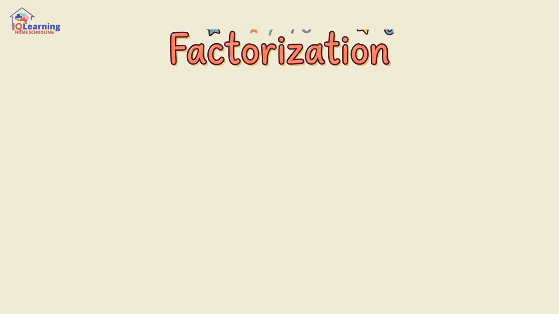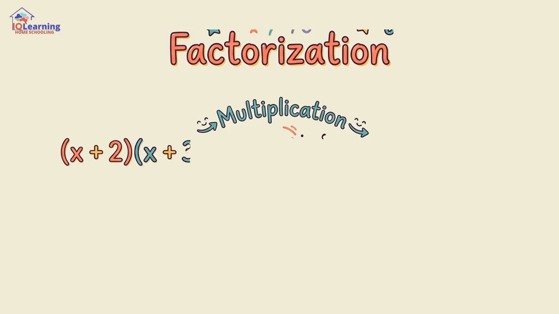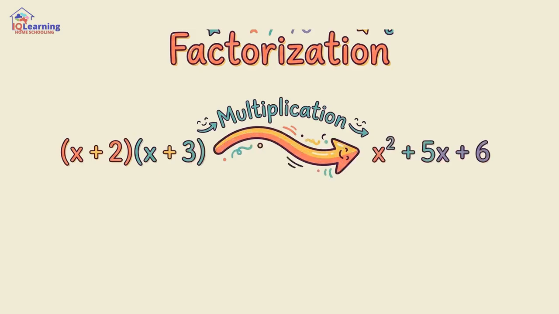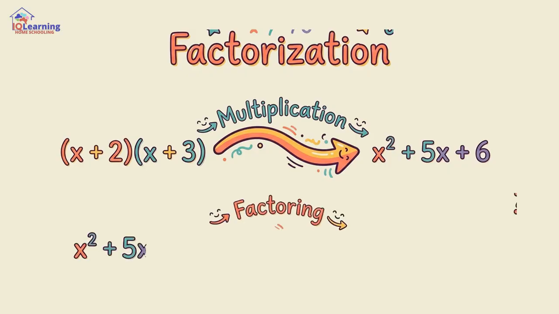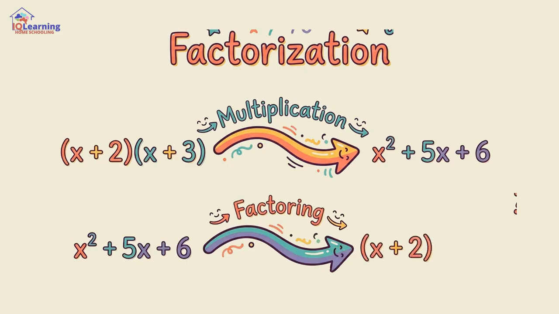Factorization is like undoing multiplication. If someone gives you brackets like (x + 2)(x + 3), you can multiply them to get x squared plus 5x plus 6. Factoring goes the other direction. We start with x squared plus 5x plus 6, and we try to rebuild the brackets.